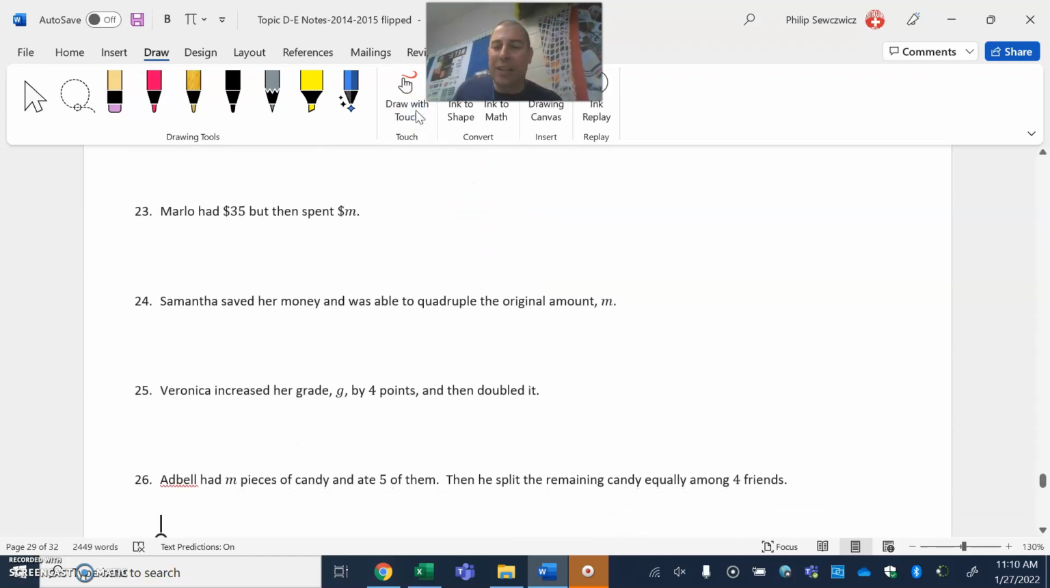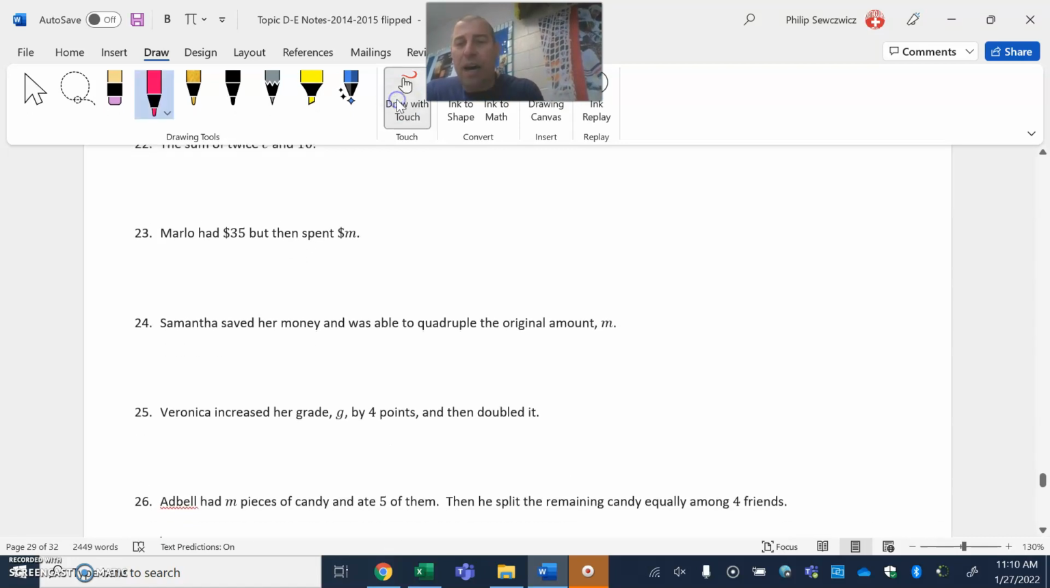So here's the little adjustment. We're just going to see more scenarios, and we're going to get some background information. For example, in question 23, Marlo had $35, but then spent M dollars. If I've got the 35 and I spend money, we're going to take it away. How much did we spend? We don't know. We're calling it M. So 35 minus M. We're getting a little bit more situational ideas.